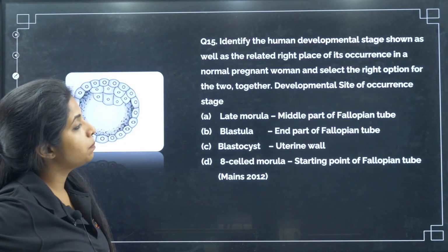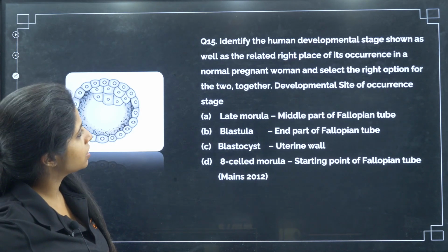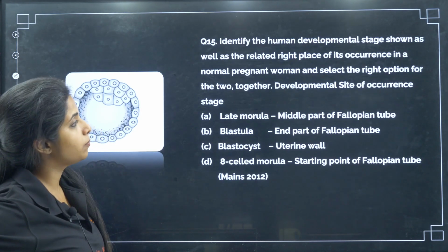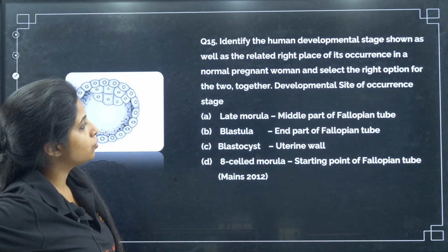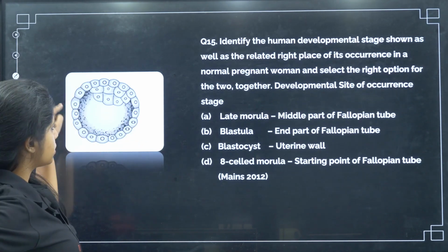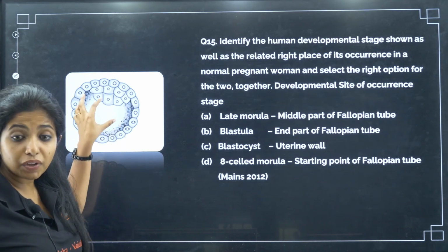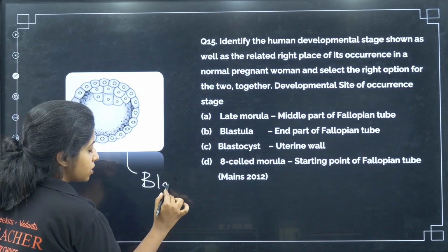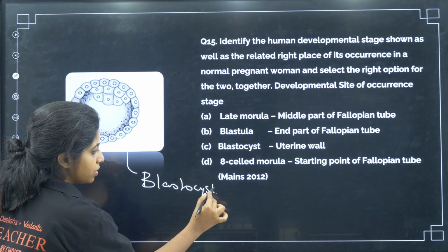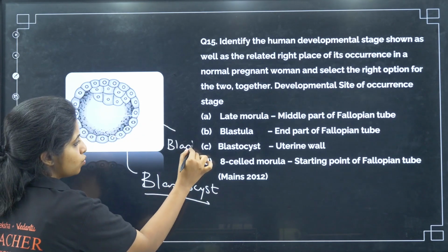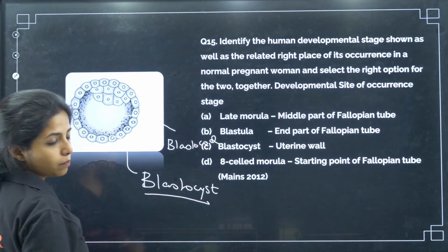Identify the human developmental stage shown as well as the related right place of its occurrence in the normal pregnant woman, and select the right option for the two together. Developmental stage, site of occurrence. Okay, fine. My dear children, what is this thing that you see? What is this stage? Wherever you see a big cavity up over here, just understand this is a blastocyst stage. With this thing that you see, the cavity is known as blastocele.